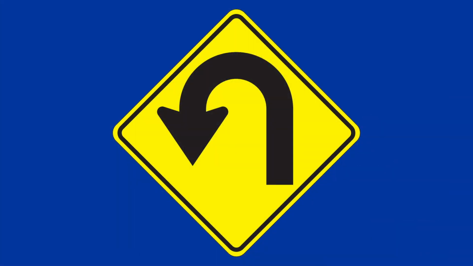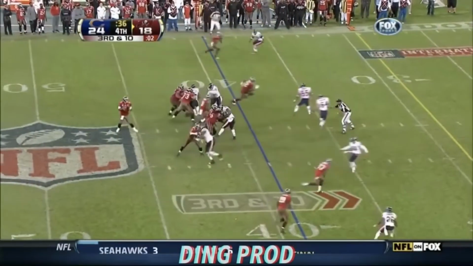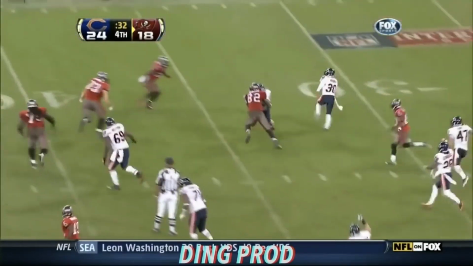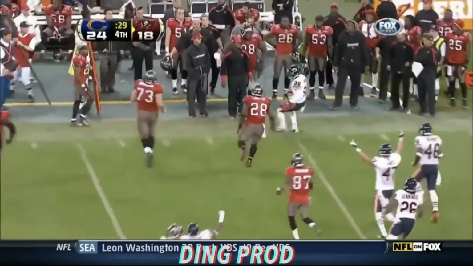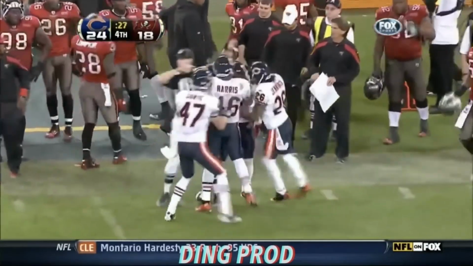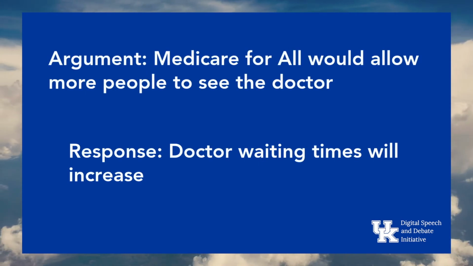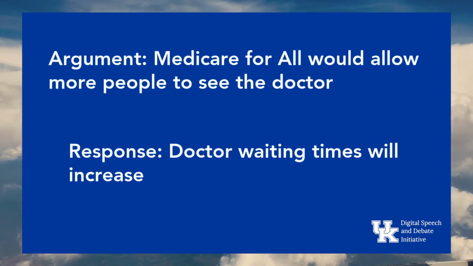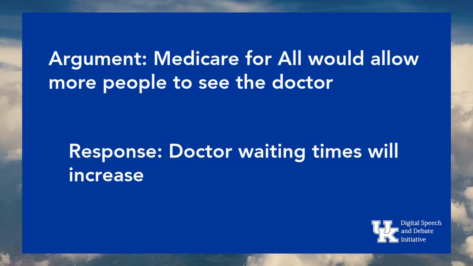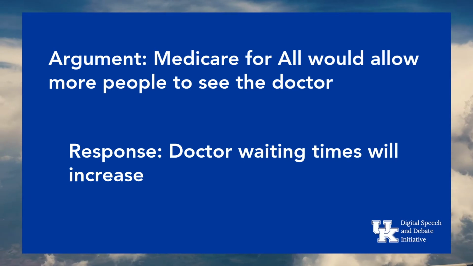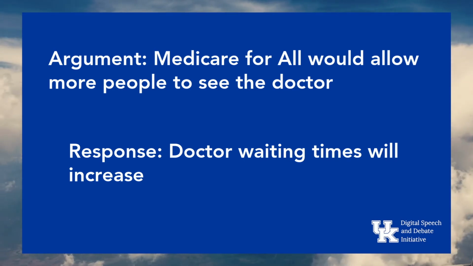Second, you can turn your opponent's argument. This means you're going to argue that what they are saying is true, but it's actually a reason to vote for you. It's sort of like the debate version of making an interception. Usually this involves discussing why their argument being true leads to something bad happening. For example, returning to the example of Medicare for all, the pro might argue that passing Medicare for all would lead to more people visiting the doctor. The con could say, yes, you're right, but more people visiting the doctor will actually lead to increased waiting time, which will be bad for people's health.